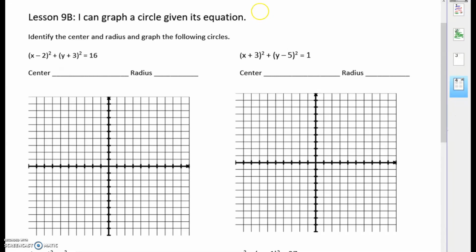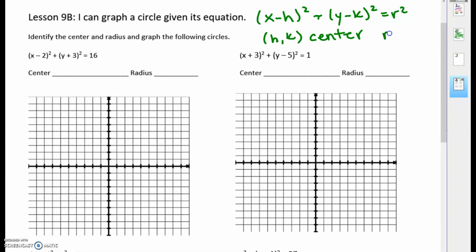And if you recall, our equation of a circle is (x minus h) squared plus (y minus k) squared equals r squared, where (h, k) is my center and r is the radius.